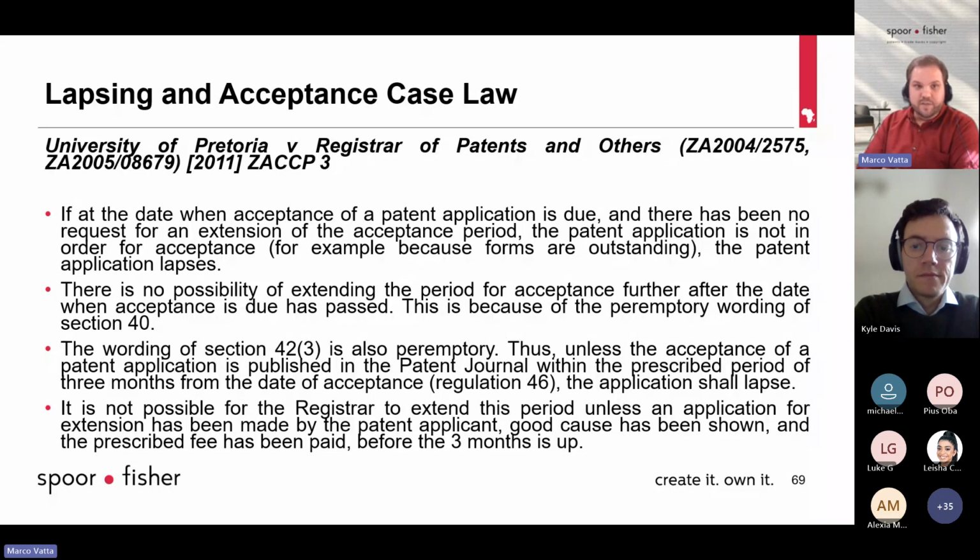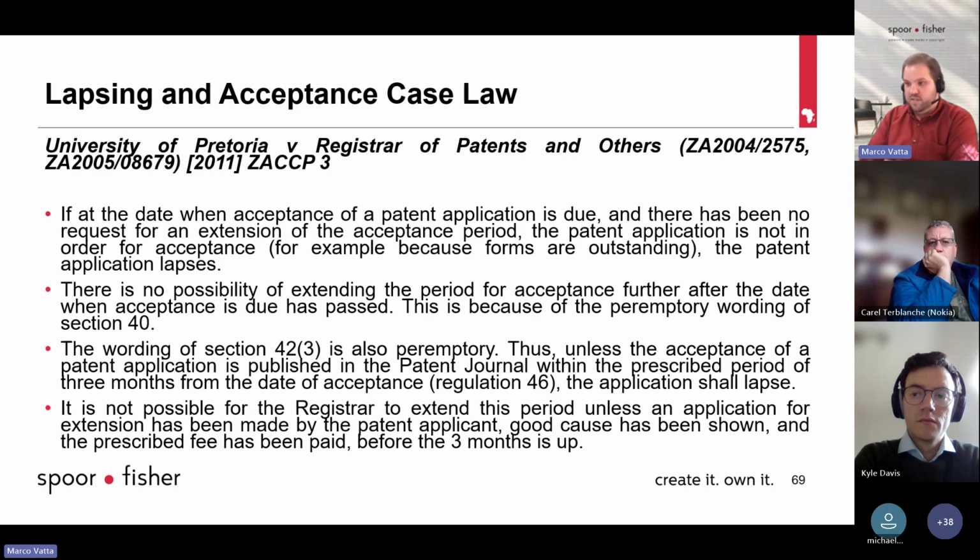But problematically, this case held that there's no possibility of extending that period for acceptance further after that date has passed. So if that acceptance date has passed, let's work on the 18-month period that the Act prescribes, if that 18 months has passed and the request to extend that period was not made before the deadline of that 18-month period, then the application has also lapsed. And this was held in the University of Pretoria case to be the case because of the peremptory wording of Section 40 that says the application shall lapse.